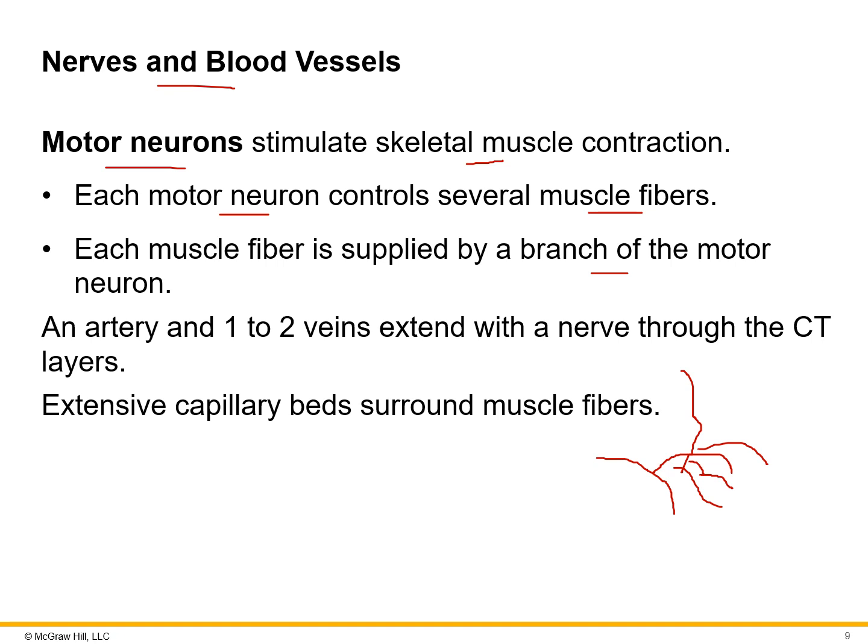And then arteries and veins extend within the nerves through those connective layers we just mentioned. And lots of capillary beds for gas exchange to provide oxygen to our muscles, as well as get rid of the carbon dioxide around each of those muscle fibers.